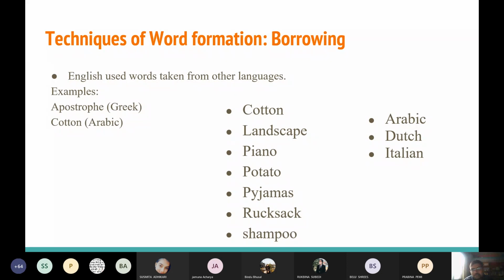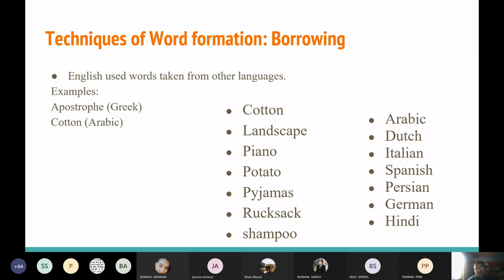Just try, no matter. Potato is taken from a Spanish word. Likewise, we have pajamas. Pajamas is taken from a Persian word. Rucksack is taken from a German word. Shampoo is taken from a Hindi word.